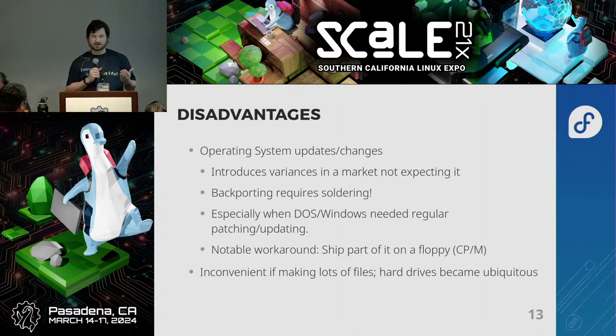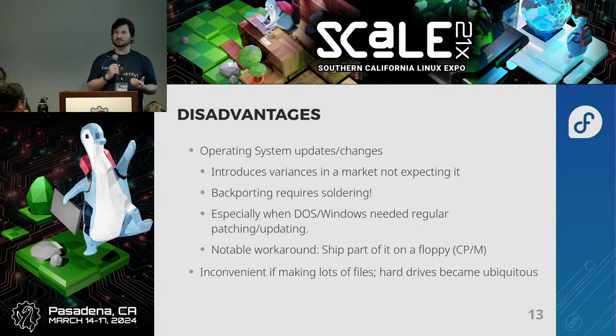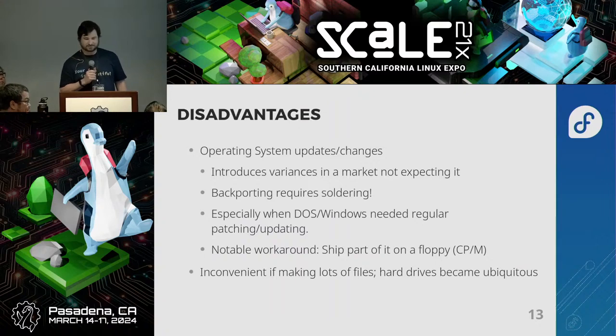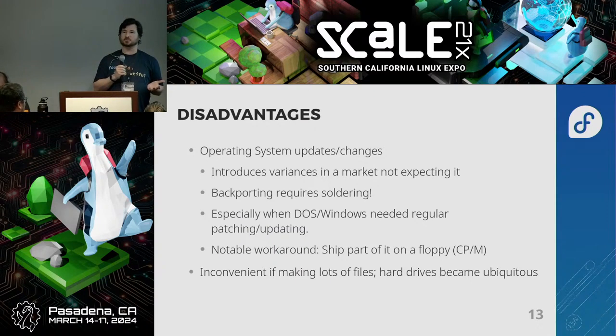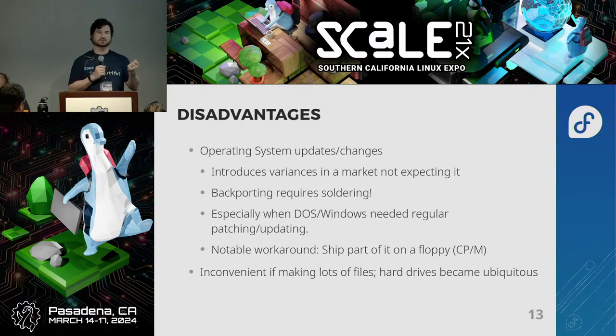Now, could you imagine being sold a DOS or Windows machine that you can never update? How wonderful would that be for security in the age of the internet, right? There was a notable workaround here with CP/M, like on the Osborne 1, where they had a ROM on board, but then you could extend it with a floppy. So you did have some creative ways around that. This is also a very inconvenient thing if you're making lots of files, and then hard drives became a thing.